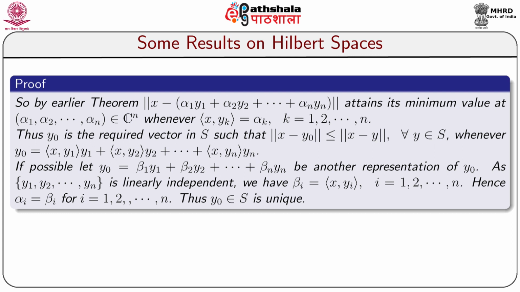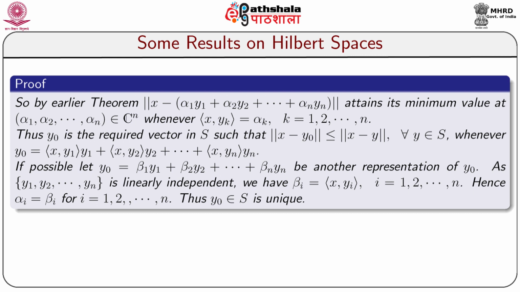So, by the earlier theorem, norm of x minus alpha 1 y1 plus alpha 2 y2 plus dot dot dot plus alpha n yn attains its minimum value at alpha 1, alpha 2, up to alpha n belonging to Cn whenever inner product x comma yk is equal to alpha k, k equal to 1, 2 up to n. Thus, y0 is the required vector in S such that norm of x minus y0 is less or equal to norm of x minus y for all y belonging to S, whenever y0 is equal to inner product x comma y1 into y1 plus inner product x comma y2 into y2 plus dot dot dot plus inner product x comma yn into yn.